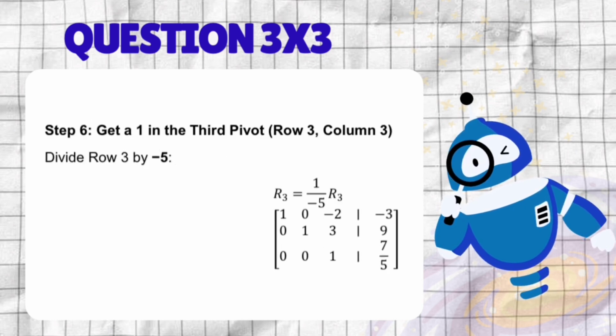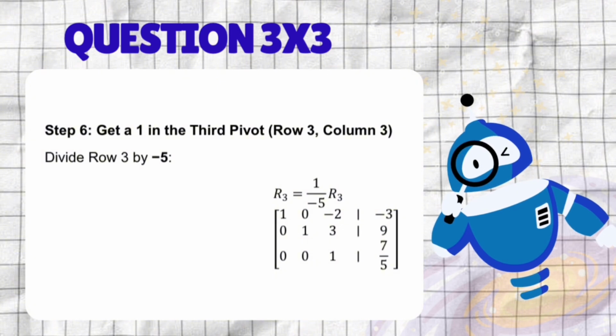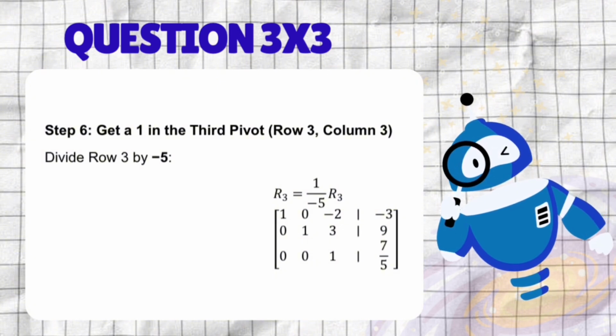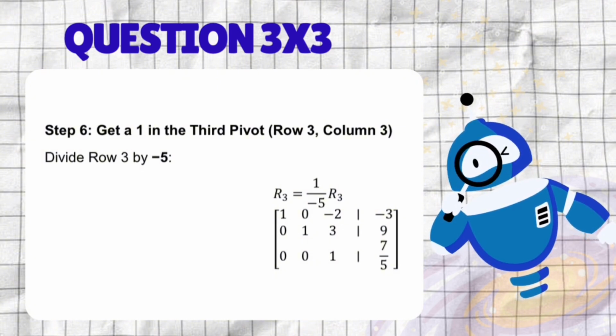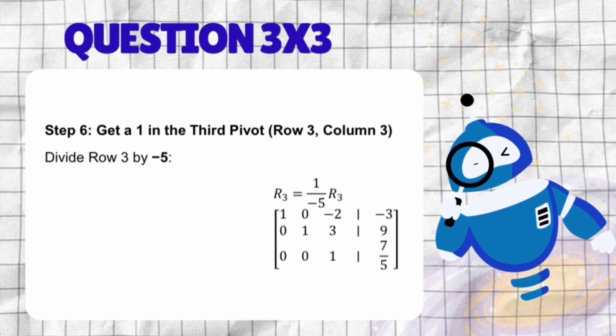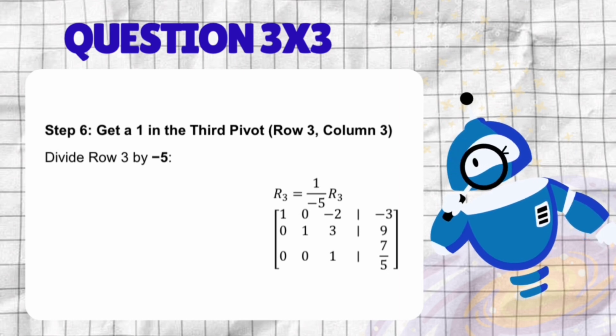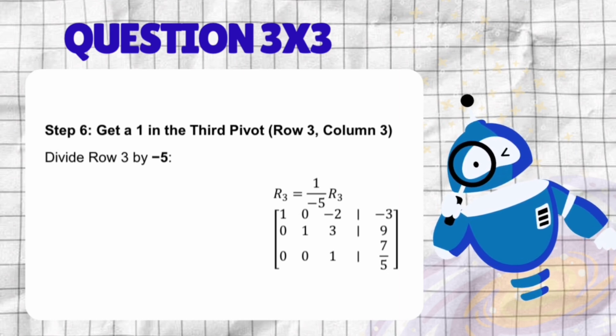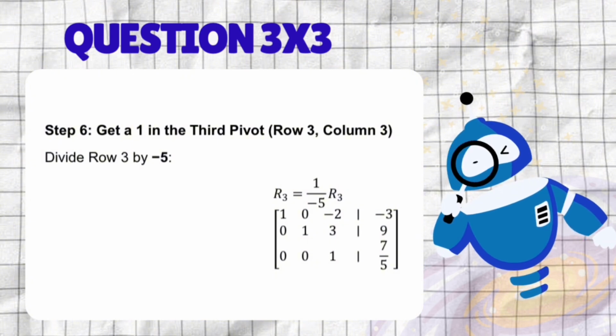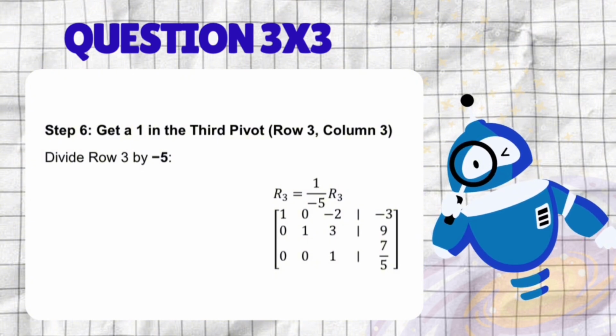Step 6. Now, we move to the third row. The pivot value in the z column is -5. To make it equal to 1, we divide the entire third row by -5. As a result, the third row becomes 0, 0, 1, and 7/5.